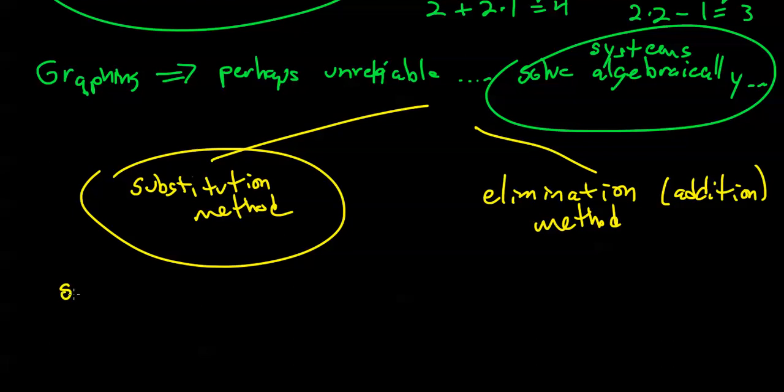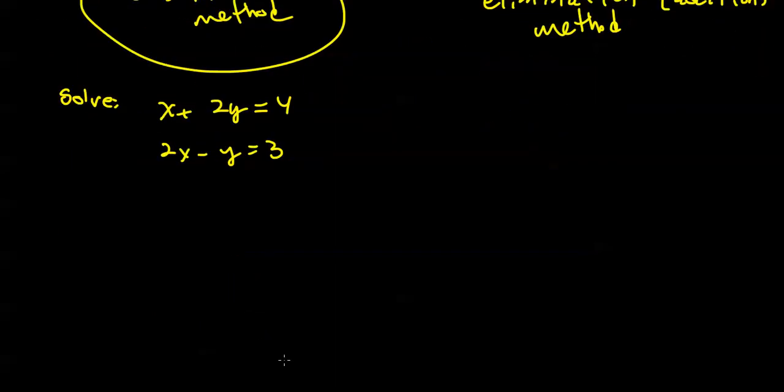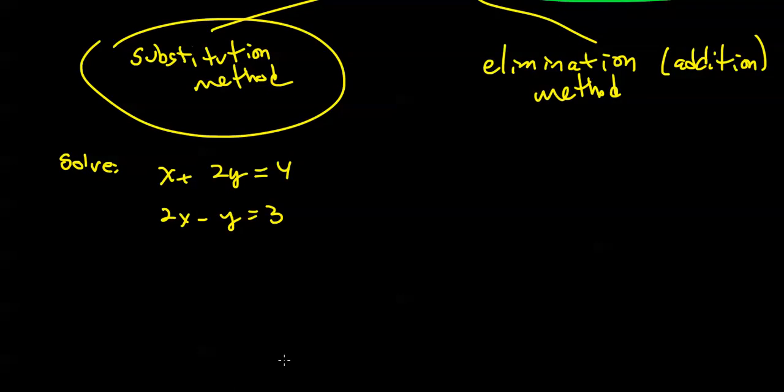Let's take that same equation system we were given in the beginning of the class. x plus 2y equals 4 and 2x minus y equals 3. Remember, we had a graphical solution of 2, 1. Let's see if we can arrive at that same solution algebraically. In the substitution method, basically what you do is solve for one variable and then substitute that expression in for the other variable in the other equation.